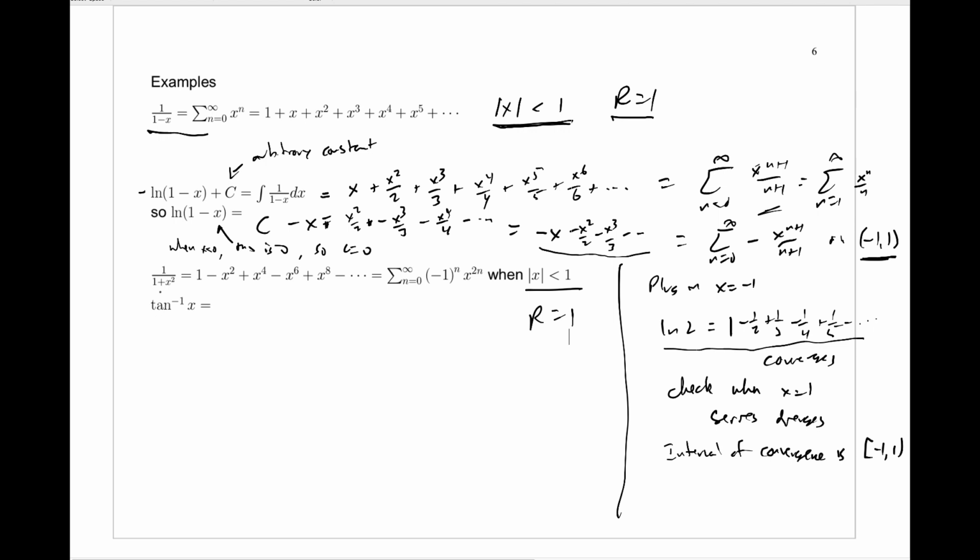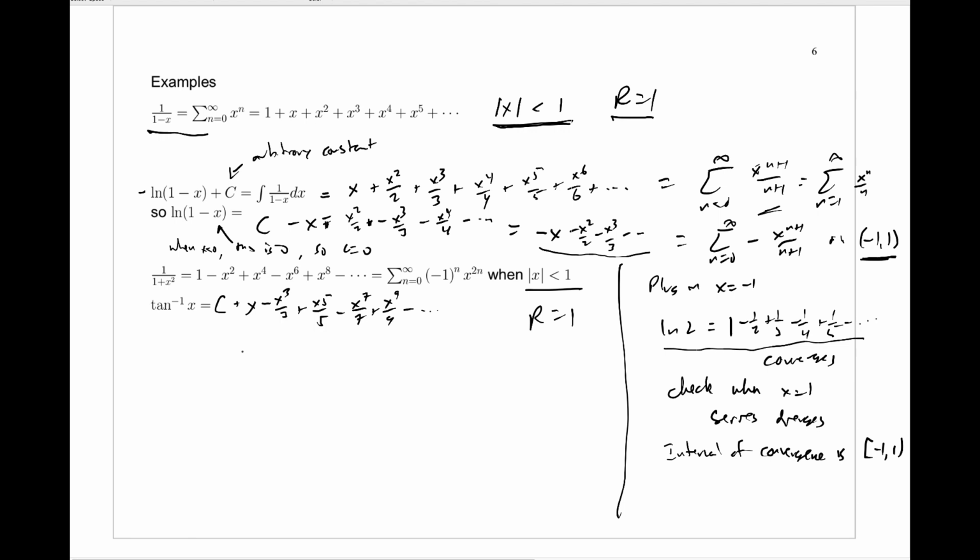Arctangent x is just an antiderivative of 1 over 1 plus x squared. In other words, the derivative of arctangent x is 1 over 1 plus x squared. So to get arctangent of x, we integrate term by term. And we always have to be careful when we do that. There's some constant c that can come in. And then we have x is the integral of 1 minus x cubed over 3 plus x to the 5th over 5 minus x to the 7th over 7 plus x to the 9th over 9, etc.